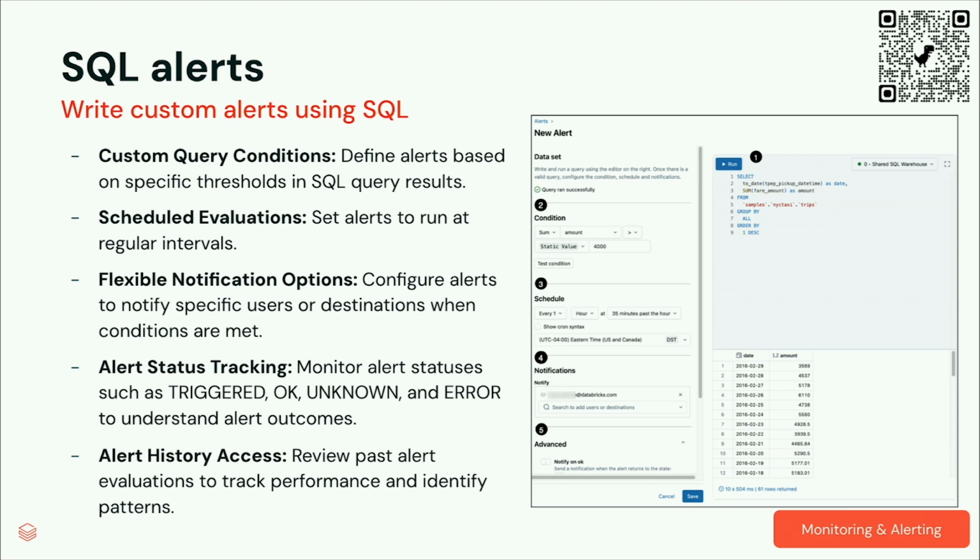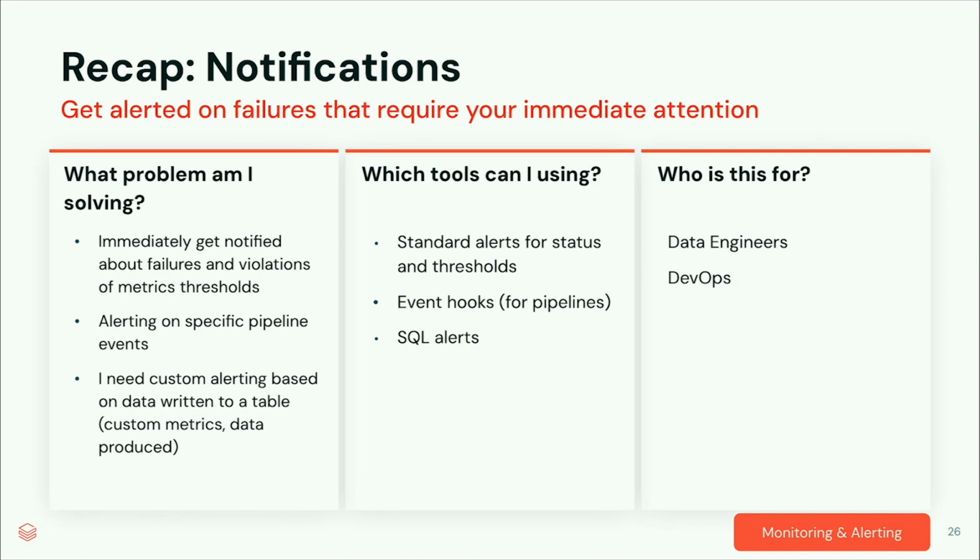What's also really powerful is that we provide alert status tracking, meaning that across your alerts, you have an overview of which alerts have been triggered. And also alert history, meaning that for a specific alert, you can go back and look at how often this has been triggered, and whether this is maybe indicating a more severe underlying issue I need to be looking at. All right, let's recap what we've seen for notifications. What problems are we solving here? Firstly, immediate out-of-the-box notifications for failures and thresholds that are being exceeded, with very customizable and detailed alerts for pipelines using event hooks.